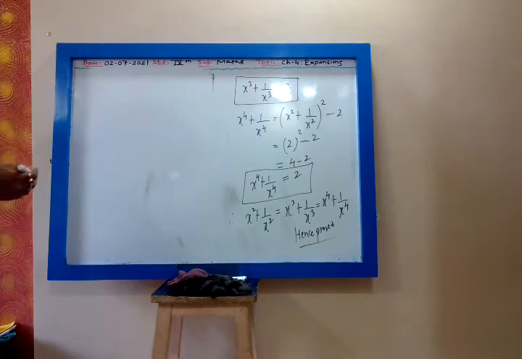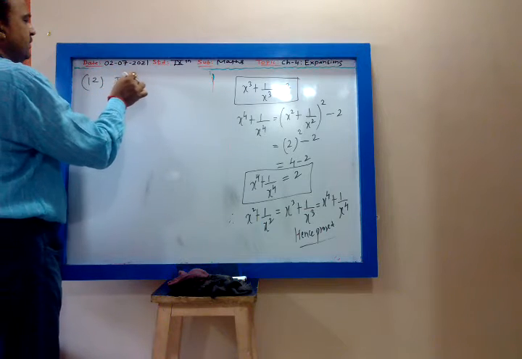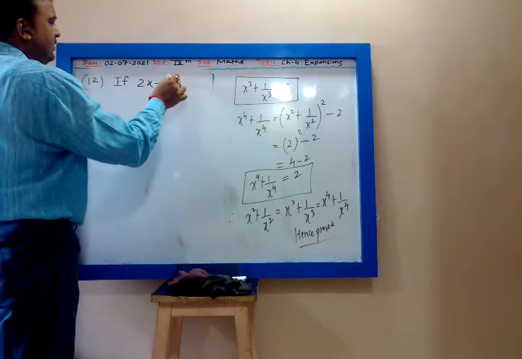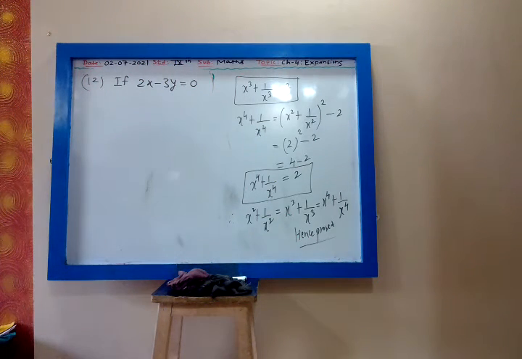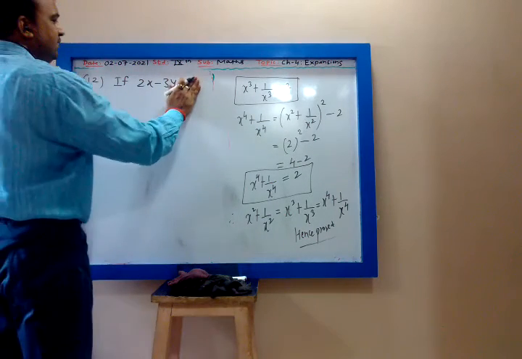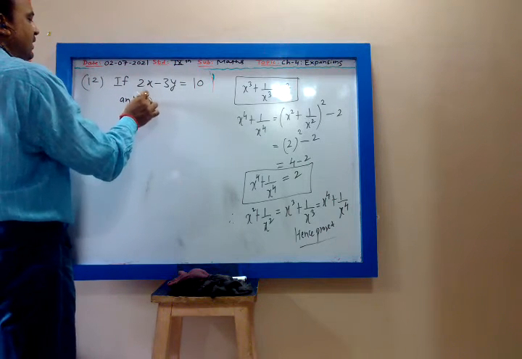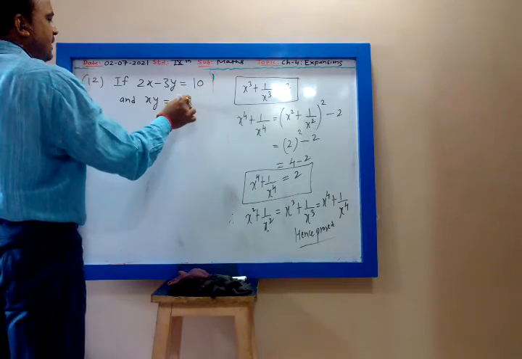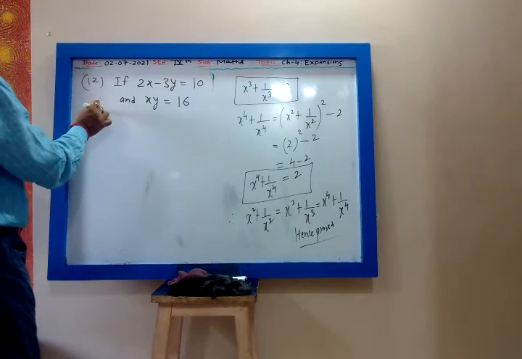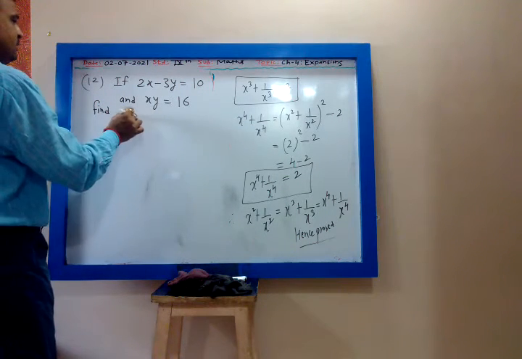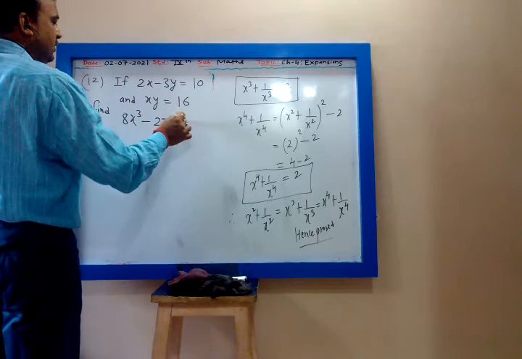Then 12. 2x minus 3y is equal to not 0, just 10, and xy is 16. Find the value of 8x cube minus 27y cube.